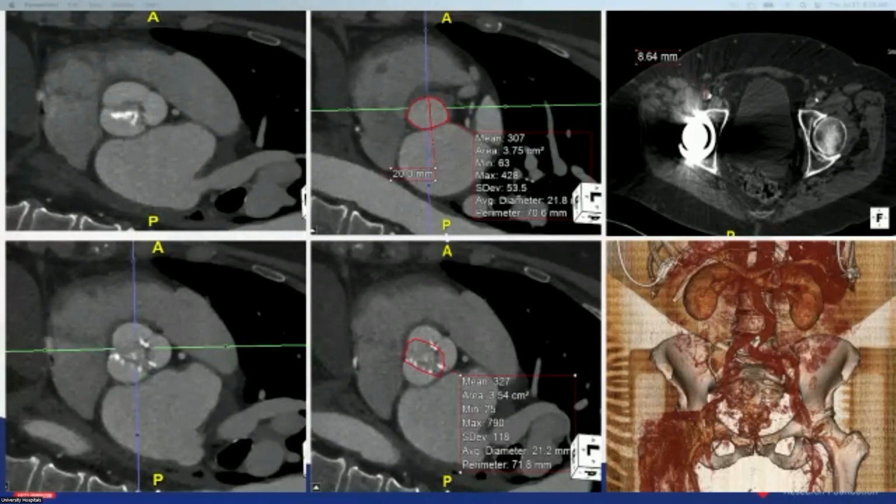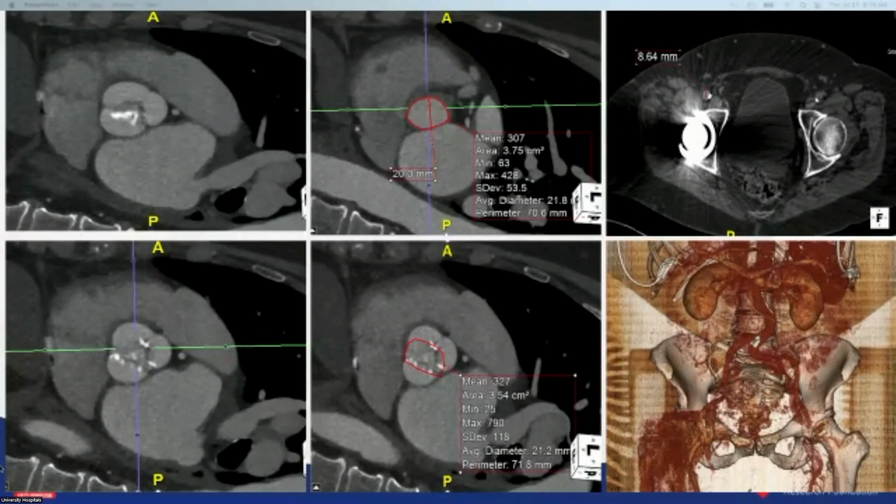Looking at the annular dimensions, it would probably seal at the annulus, but it would be a 23 Sapien Resilia, in my opinion. In terms of the sizing, I'll let the others comment on the Evolut 26 or 29, and I can weigh in at the end as well.